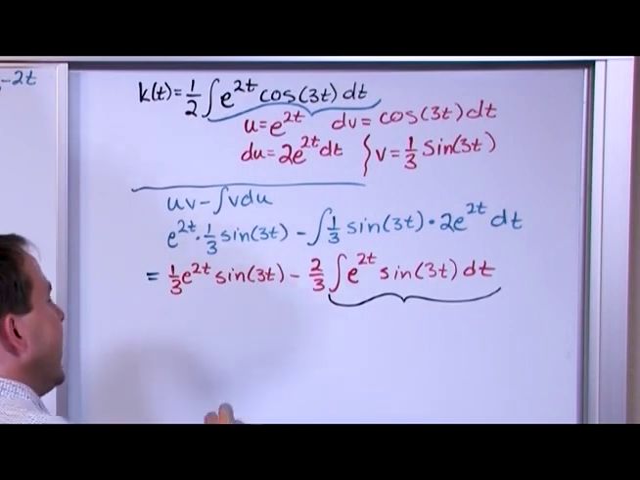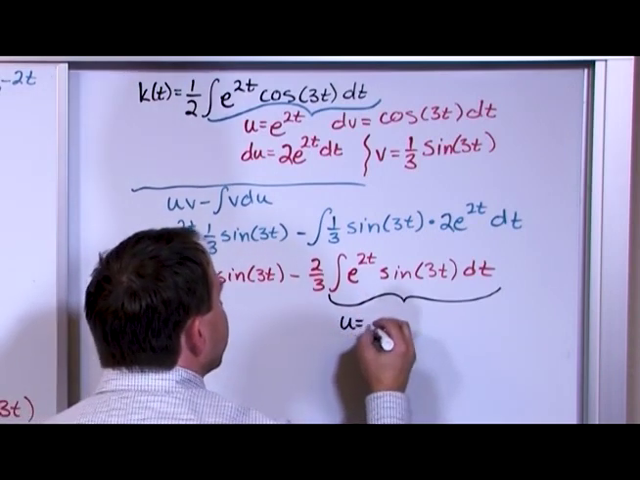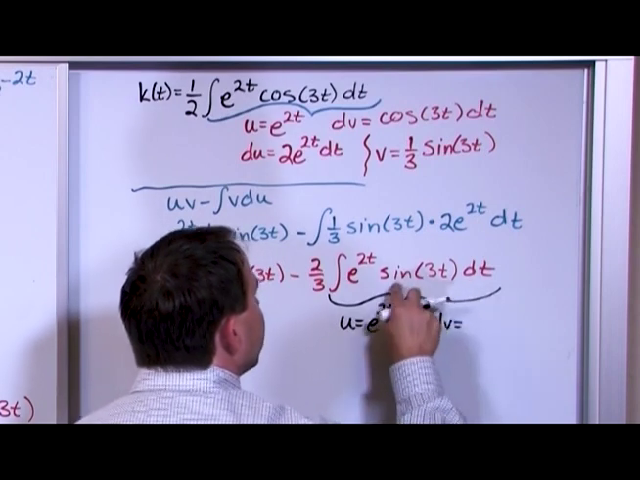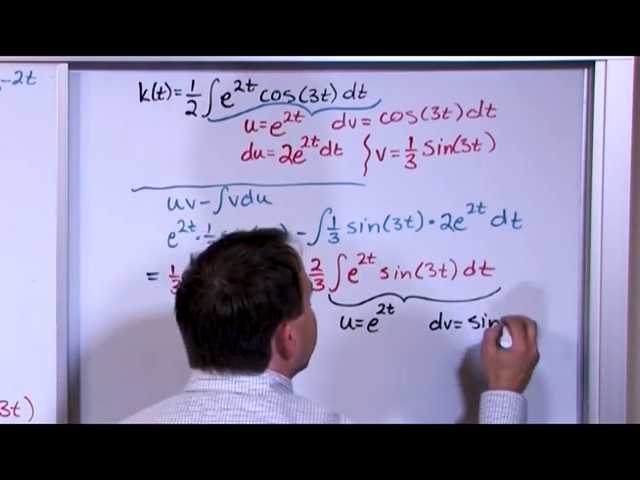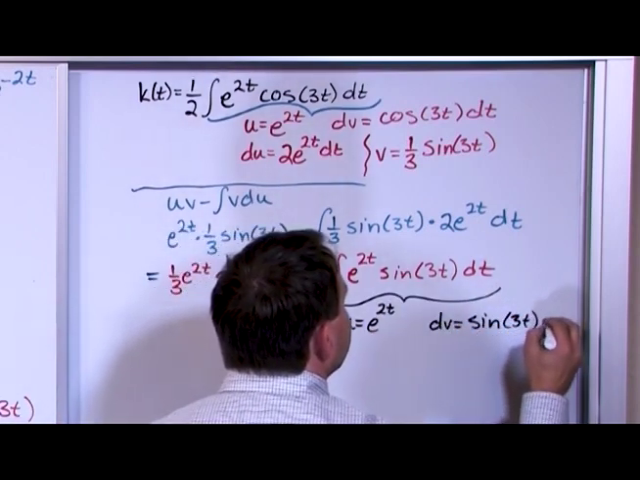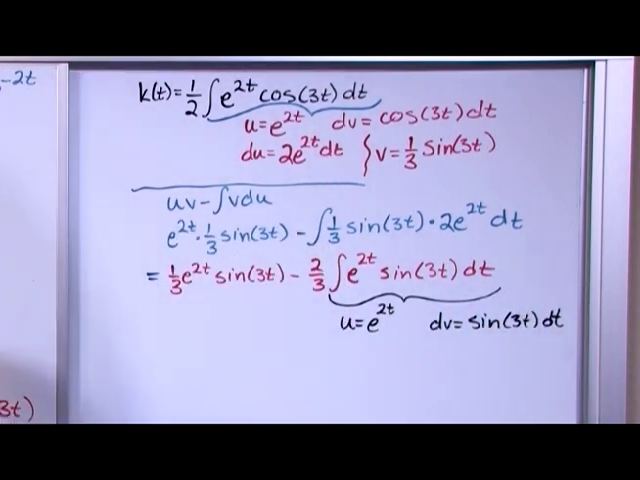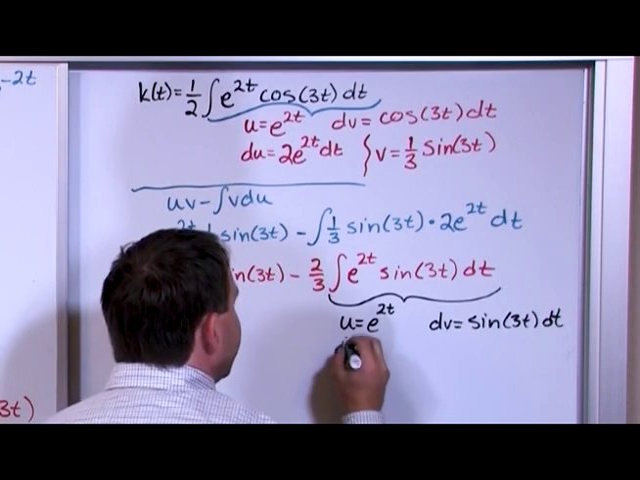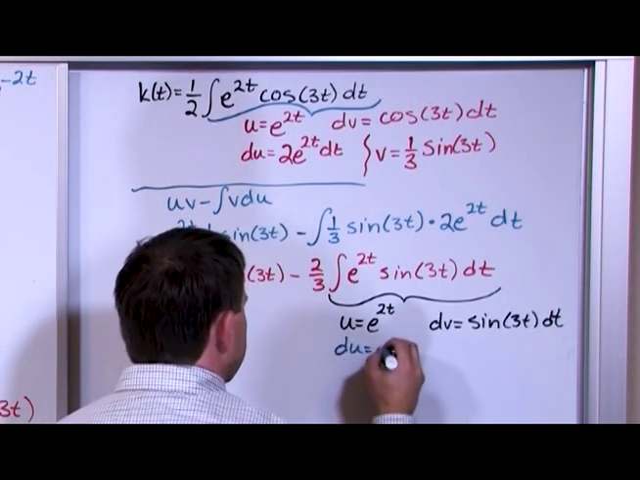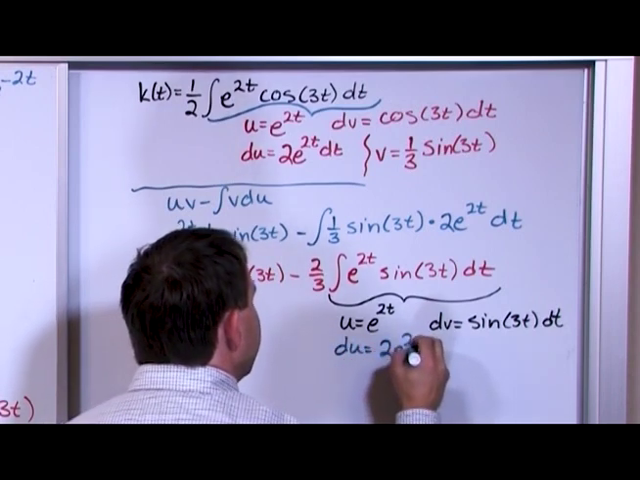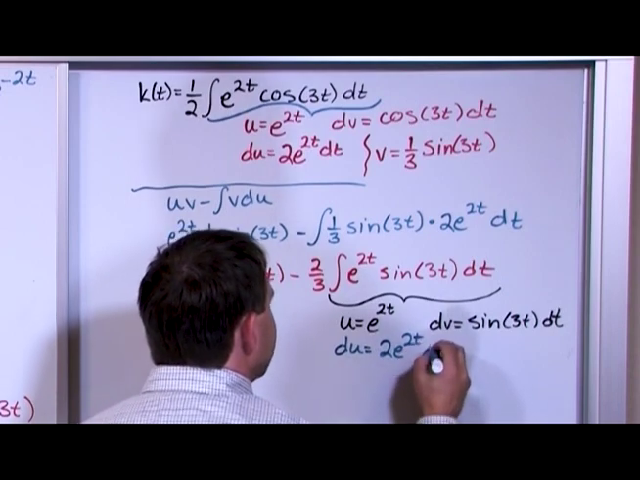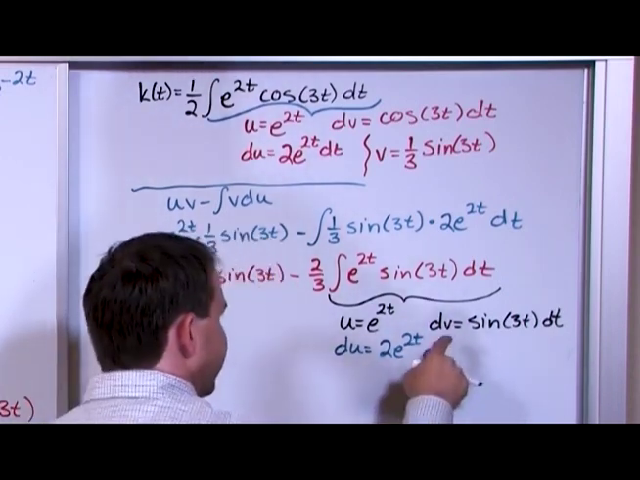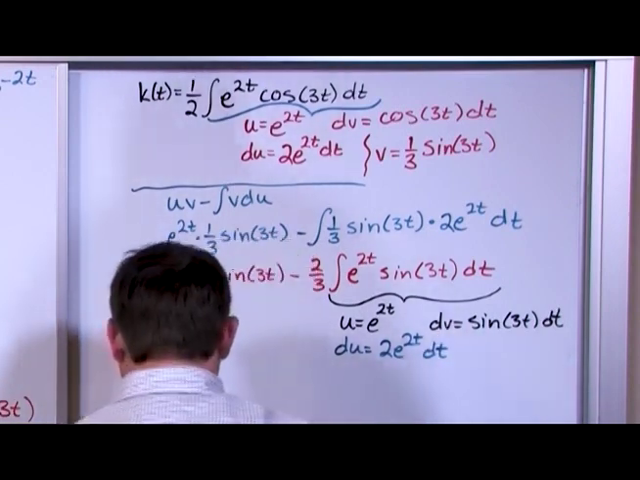Same u, same dv. u is equal to e to the 2t. dv is equal to this guy, sine 3t dt. All right? du is exactly the same as before. du is equal to 2e to the 2t dt. And I've run out of room a little bit for dv, so I'm just going to write it down here.